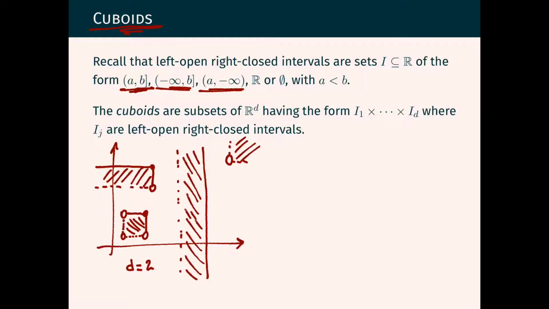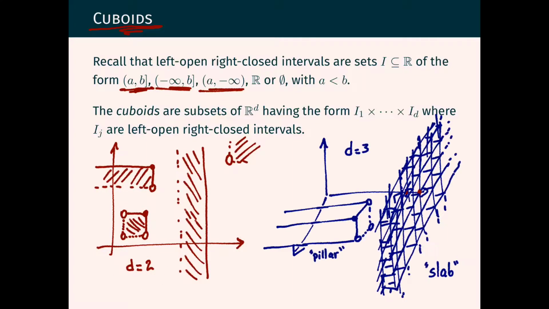In 2 dimensions, cuboids can have many different shapes. This will be a finite cuboid, but all these other 3 sets here are also cuboids, which are just a generalization of the notion of rectangle in 2 dimensions. Now in 3 dimensions we see that there are many more possibilities. I'm just showing here a few of them.